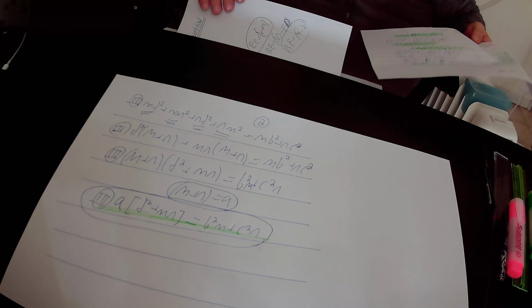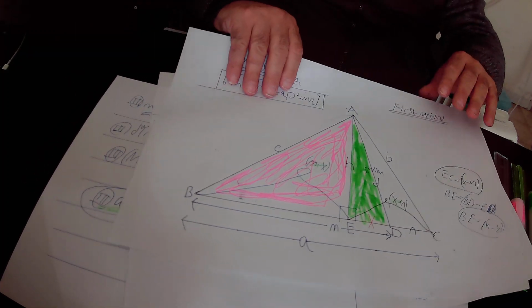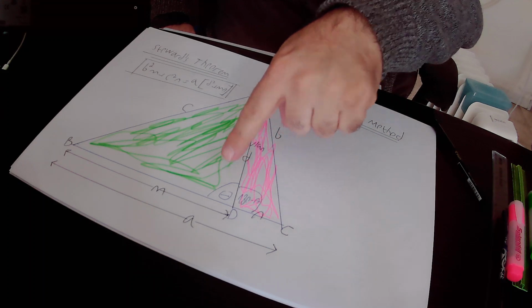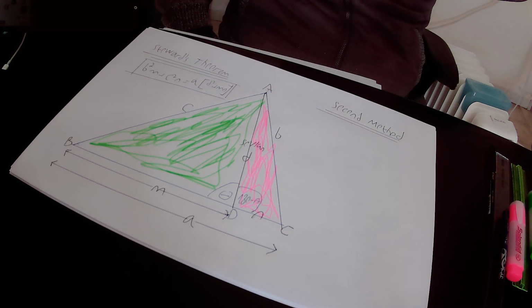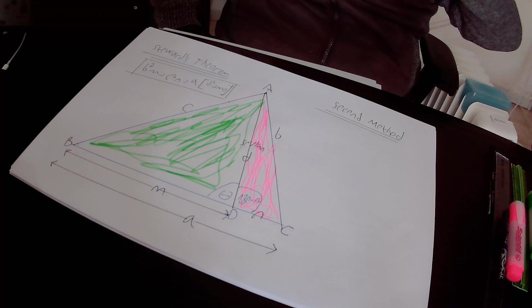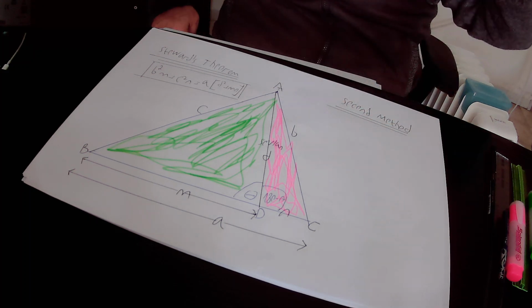Then we prove Stewart's theorem according to the second method. In the second method, we define the angle ADB as theta, therefore the adjacent angle ADC must be equal to 180 degrees minus theta, according to rule number 1, that the sum of the angles on one side of a straight line is equal to 180 degrees. So if this angle is theta, the adjacent angle must be equal to 180 degrees minus theta. Then we implemented the law of cosines in the green triangle ADB, and also in the pink triangle ADC.